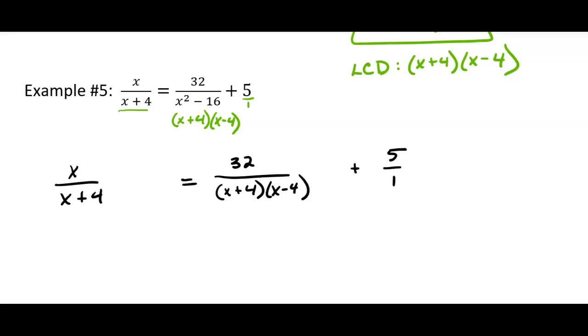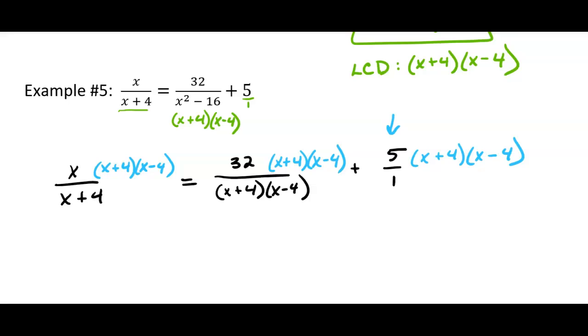Oh, I forgot to change my LCD to blue. Okay, so now I multiply everything by that LCD. X plus 4, x minus 4. And x plus 4, x minus 4. So even the 5 gets multiplied by the LCD, okay? That's sometimes the sticky point where students are like, well, I don't know what to do. Nothing's going to cancel because the denominator is 1. It still gets multiplied by the LCD.